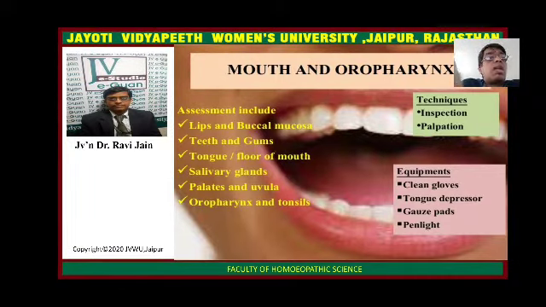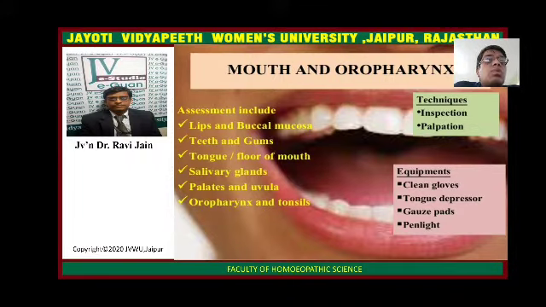You need certain equipment for doing the examination of mouth and oropharynx. You will need clean gloves to wear, a tongue depressor with gauze pads, and a pen light to see the inner structures. So what are you going to inspect? You have to do inspection and palpation. The equipment required are clean gloves, tongue depressor, gauze pads and pen light.